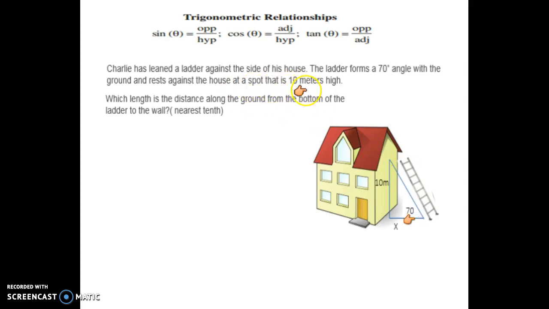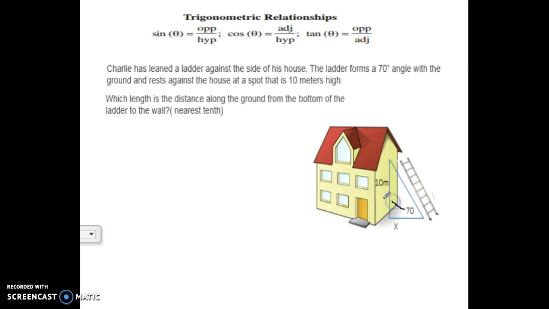And it's on the side of a house 10 meters high. So this distance here is 10. And they want the length from the house to the ladder. So they're looking for this distance. So now you're going to use your calculator and we're going to set up. Look at what they've given us.